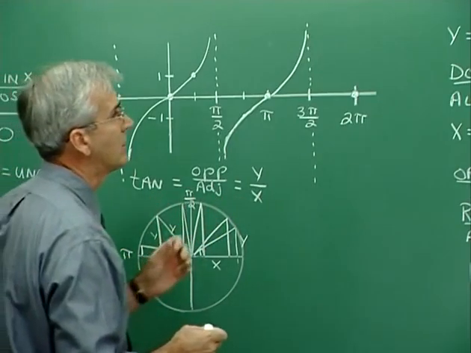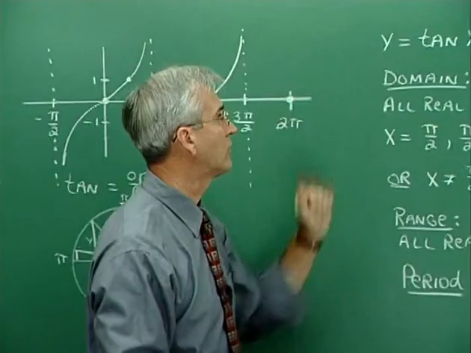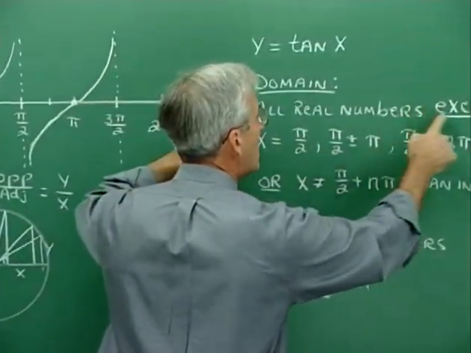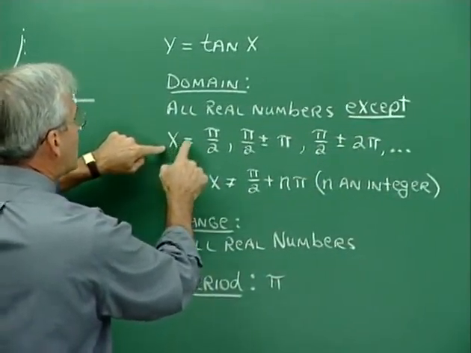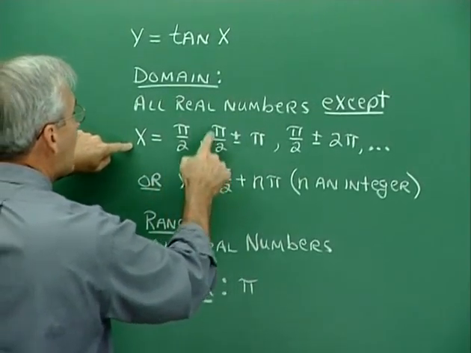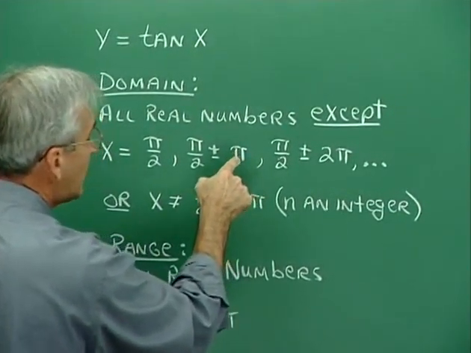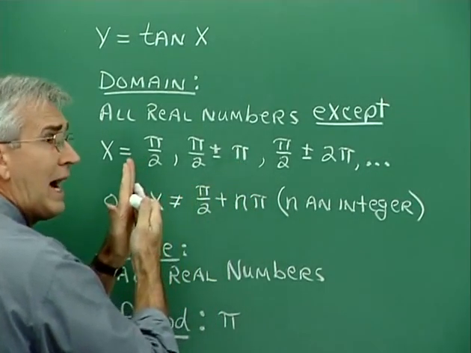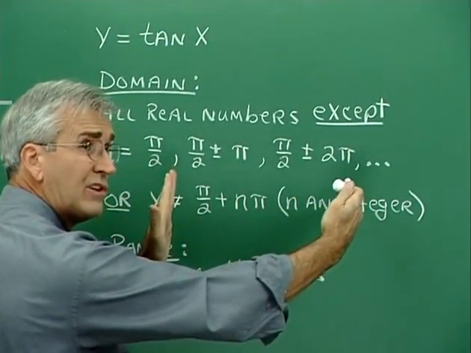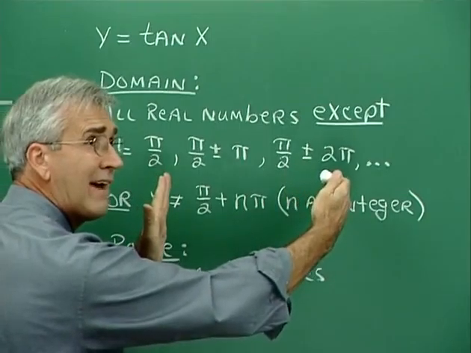Okay, so we say then that the domain for y equals tangent x would be all real numbers except x equals pi over 2 and x equals pi over 2 plus or minus pi. Now it's plus or minus pi because pi is the length of the interval, you see, over which we have a period.